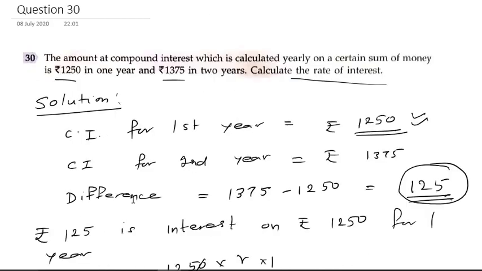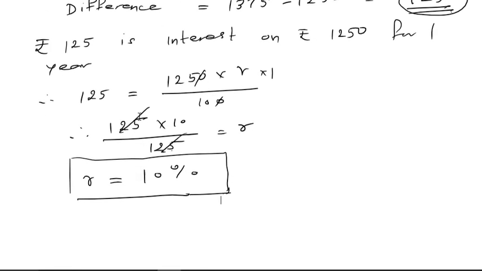And question number 30, again interest for 2 successive years is given. So based on that I will find the difference. That difference will be interest on this 1250. So using this I can find the rate of interest, right?